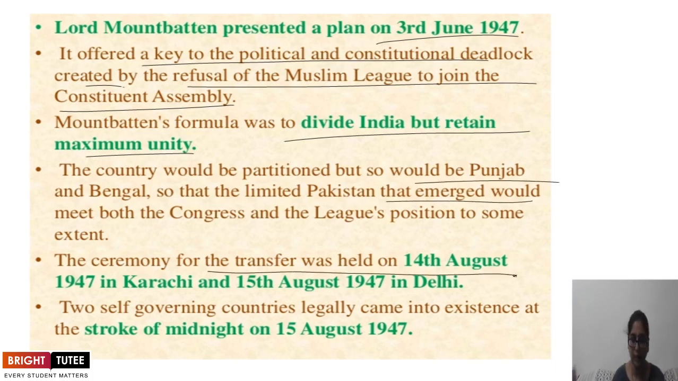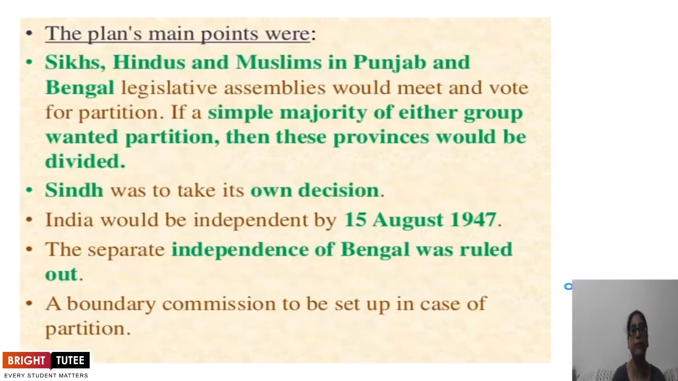The ceremony of the transfer was held on 14th August 1947 in Karachi and 15th August 1947 in Delhi, the most unfortunate day. It was fortunate because we were out of British rule, but it was unfortunate because the country was divided into two parts. A big country which was divided into two. And two self-governing countries legally came into existence at the stroke of midnight on 15th August 1947.